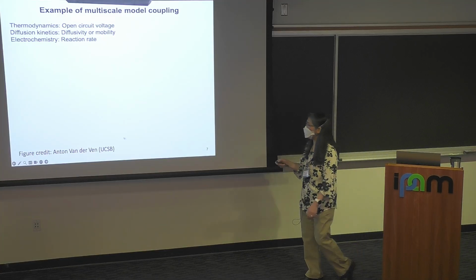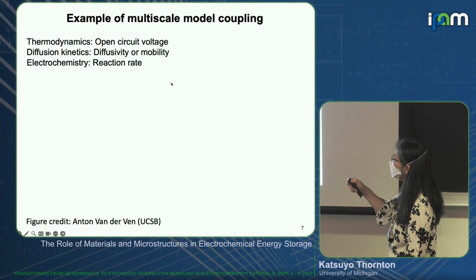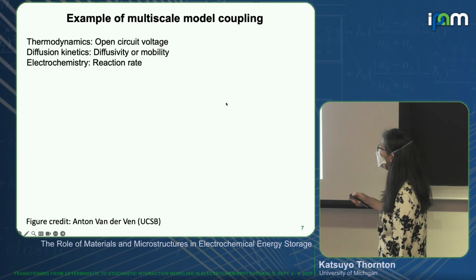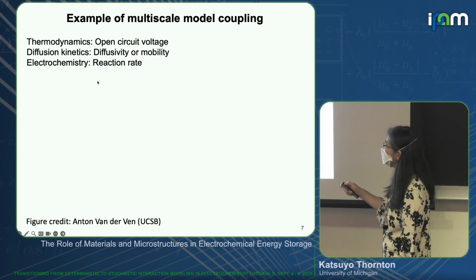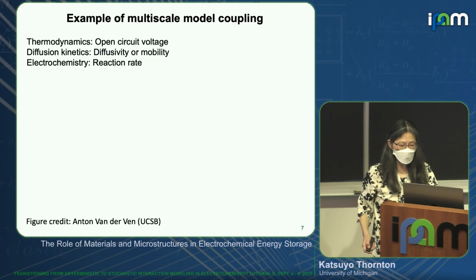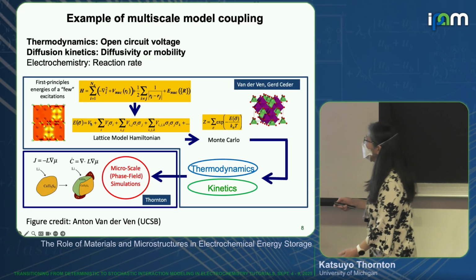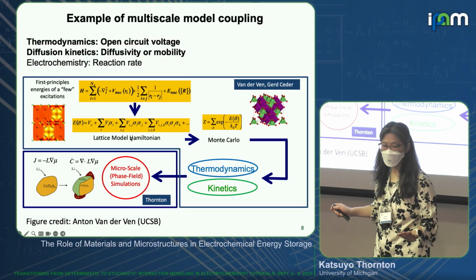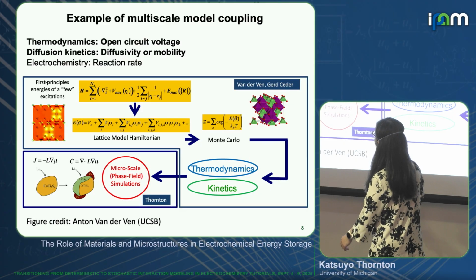So things that can potentially be measured are the dynamics of the system or diffusion kinetics, such as diffusivity or mobility, and then we also have electrochemical kinetics, like reaction rate. So I'm going to talk about the first two first. So how do we do that? This is just one example of how you go about obtaining this information.